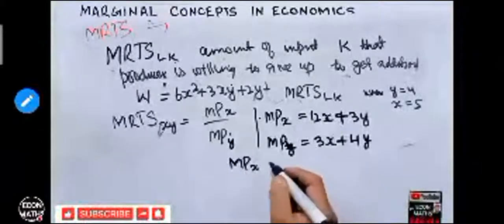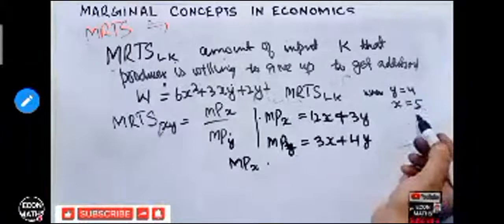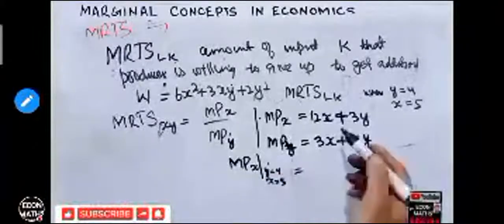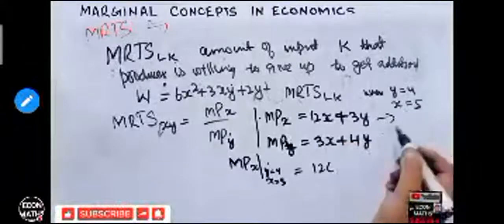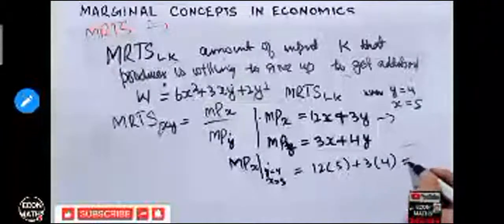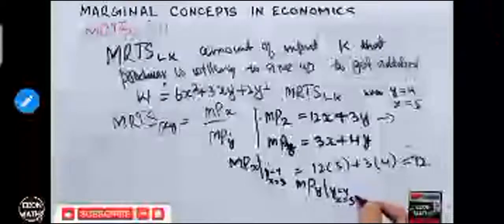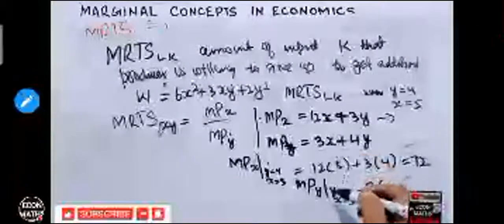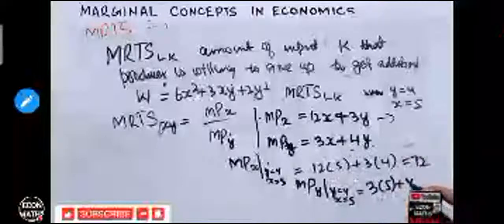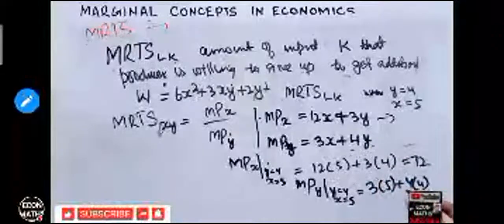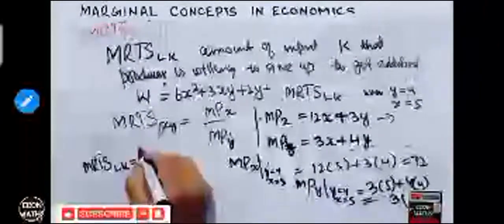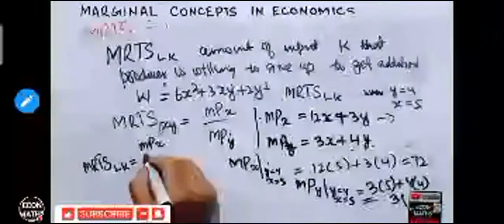Now the marginal product of x when y is equal to 4 and x is equal to 5: we will just put the values in this equation. So this is 12 times the value of x, which is 5, plus 3 times the value of y, which is 4. So 12 times 5 is 60, 3 times 4 is 12, so this is 72. Similarly for the marginal product of y, we put the values: 3 times x, the value of x is 5, plus 4y, the value of y is 4. So 3 fives are 15, 4 fours are 16, 15 plus 16 is 31.